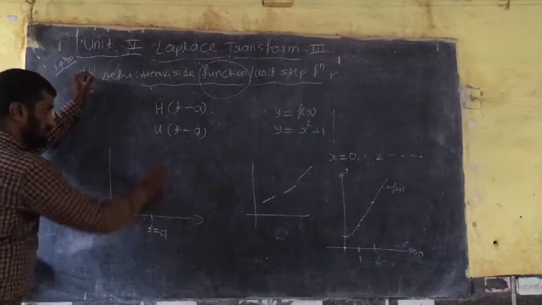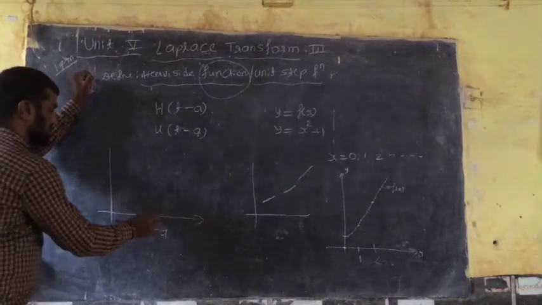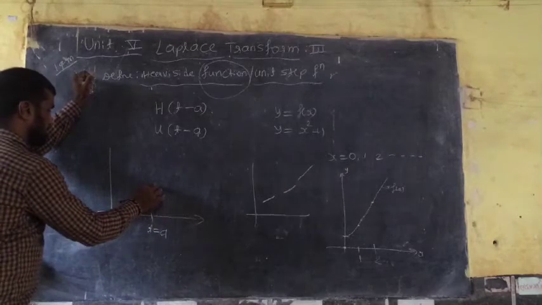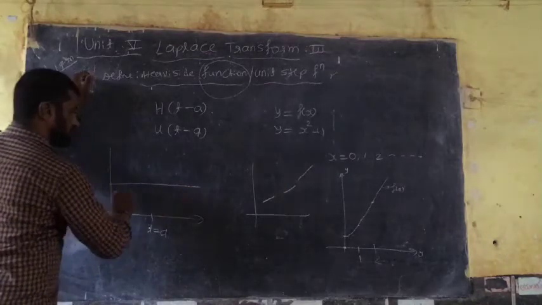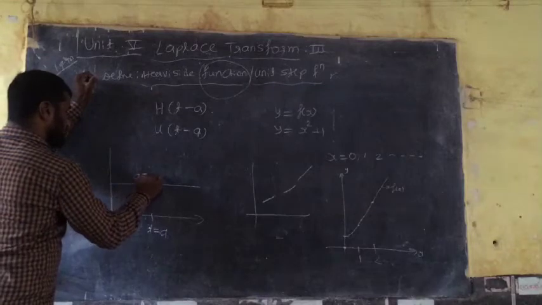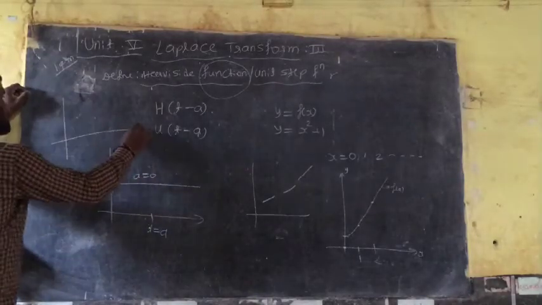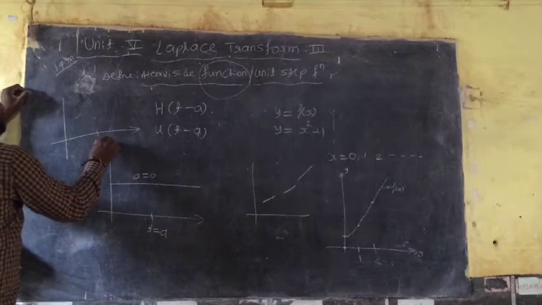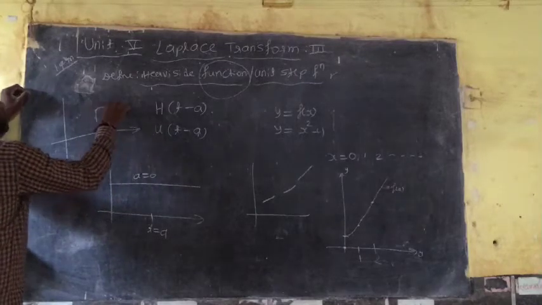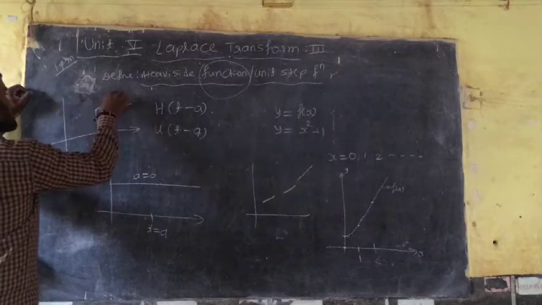If we put this in h, t minus a comes. That means at any value t equal to a, the graph is like this. A constant line on the straight line comes when a is equal to 0. If a is not equal to 0, then t is equal to a, and the graph is like this.